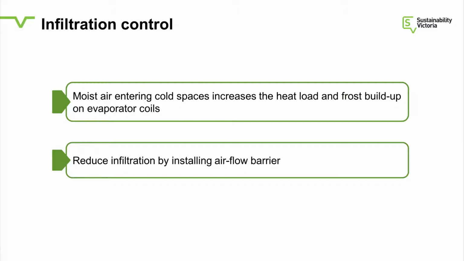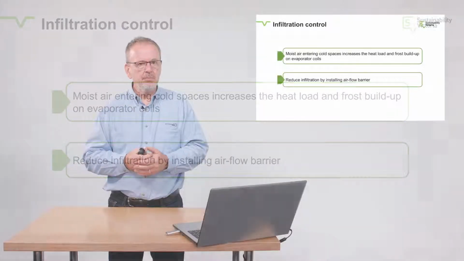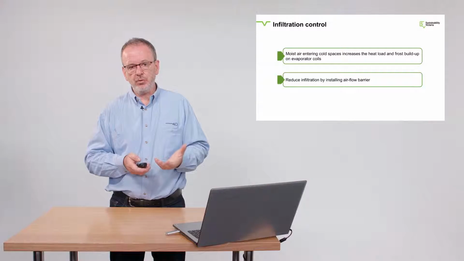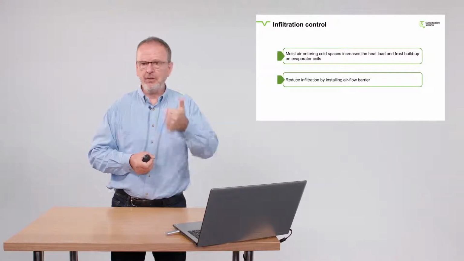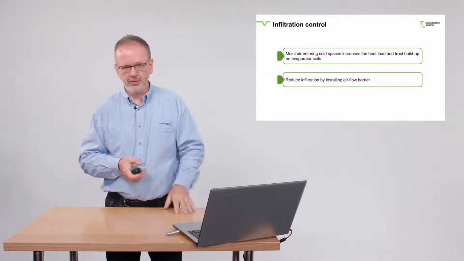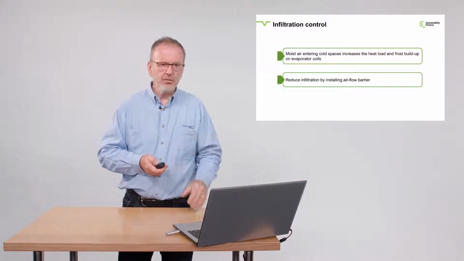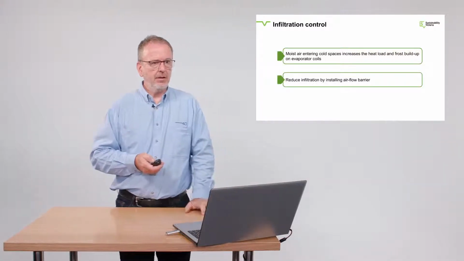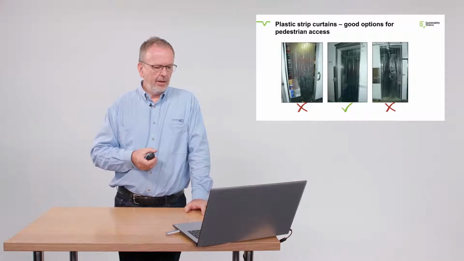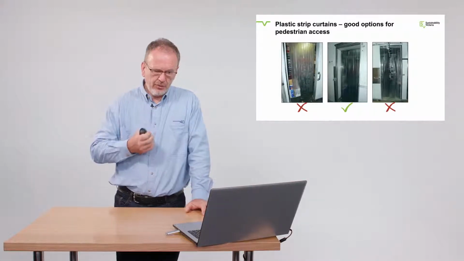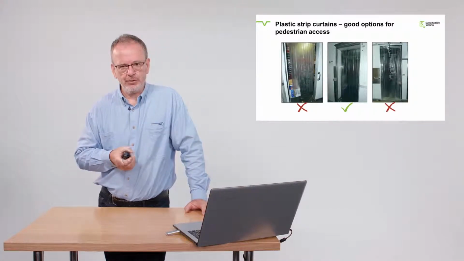In Melbourne, it'll be less, but still the moisture is the thing that you want to avoid, because A, it's a heat load, and B, what happens to it? It becomes ice on your evaporator. So we need to install barriers to prevent air from entering. And here you can see examples of what we call plastic strip curtains.